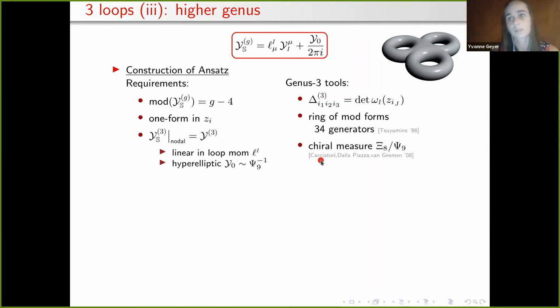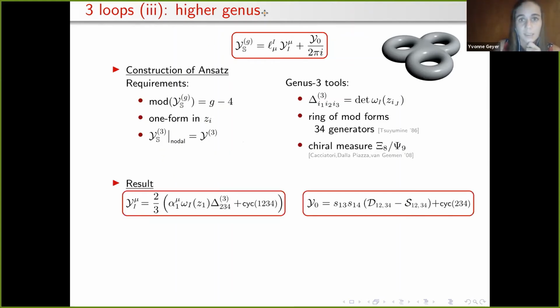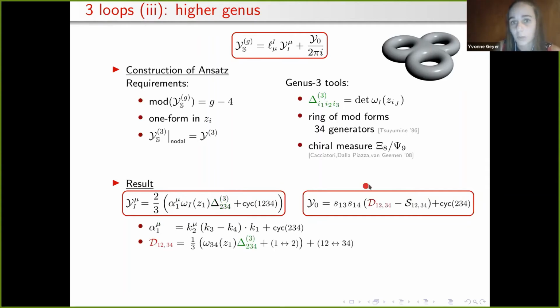And so, writing down everything that is possibly consistent with the first 2 points of our requirements here, we end up with the following result. Let me go through this in turn. The Yi here is just the term that is linear in the loop momentum. And the alphas are just some kinematic coefficients that can be fixed by symmetry requirements. The omegas are again our holomorphic differentials, and we can see that these deltas, as expected, play an important role here. They also play an important role in one of the terms in the part that doesn't depend on the loop momentum, where we have a factor of just the meromorphic differentials up front.